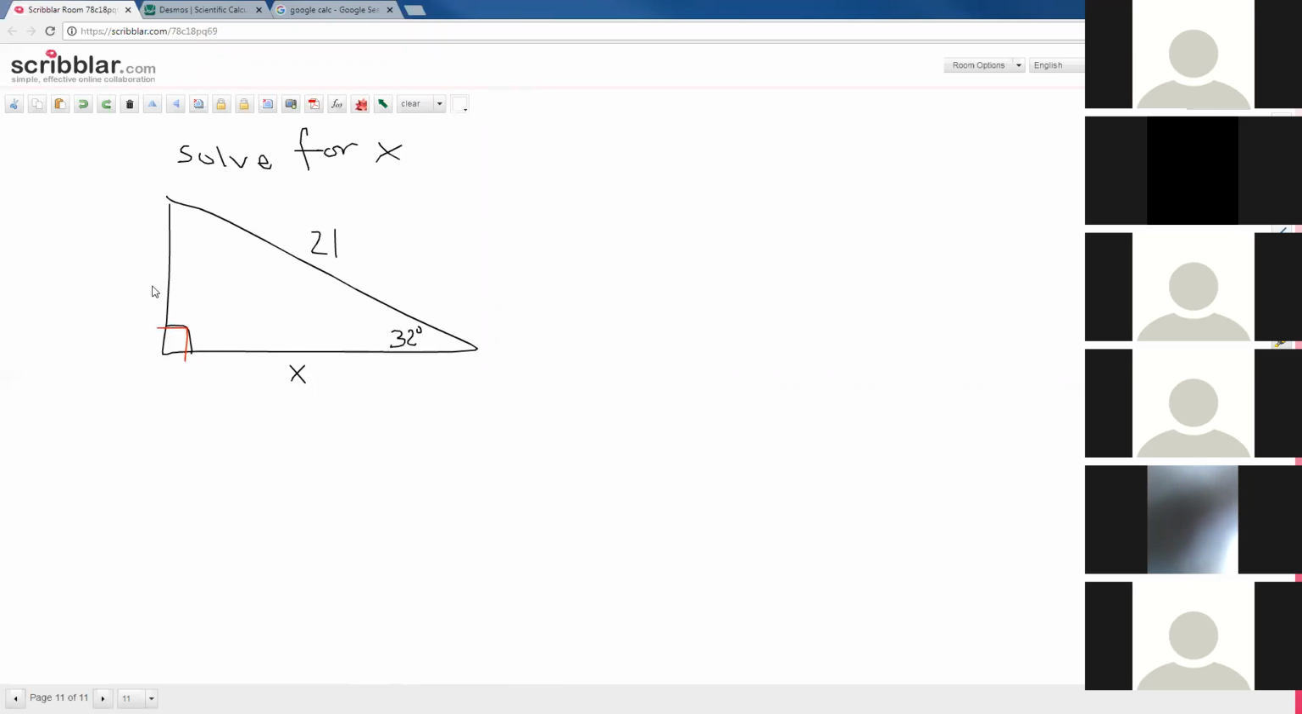Is it going to be the blank side, the x side, or the 21? Which one is the hypotenuse? Which one's not touching the right angle at all? Good. We had an answer of 21. That's correct. This is the hypotenuse.